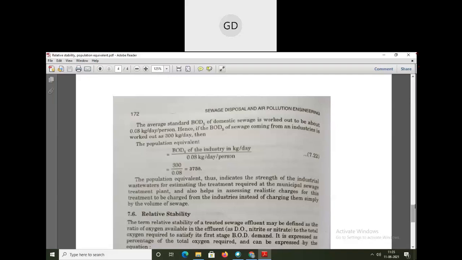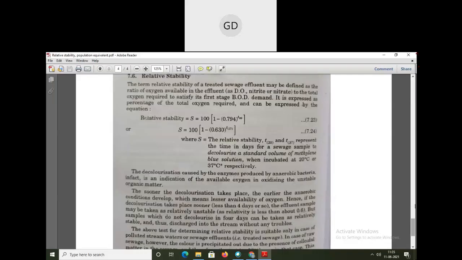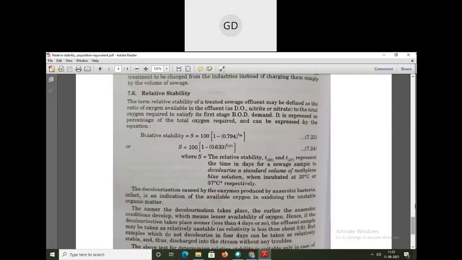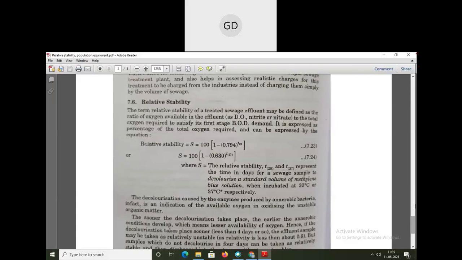Next, a similar terminology is relative stability. So what is relative stability? It is generally of a treated sewage. It gives you the ratio of the oxygen available in the influent, occurring as DO or as nitrite or nitrate, to the total oxygen required to satisfy its first stage BOD demand.